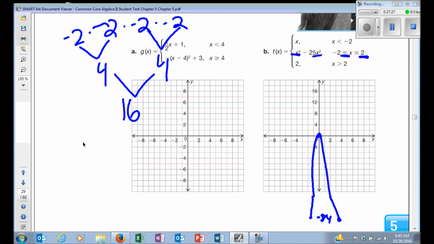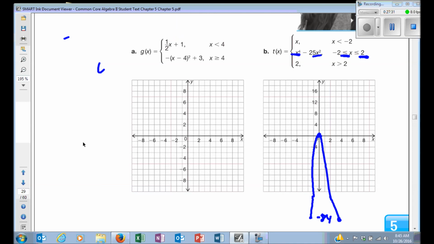Real quick, let me finish these last two. This right here, I want to change it to slope-intercept form. X plus what would still be x? 0. What would my slope be since this is a 1? 1 over 1. Everybody okay with that?